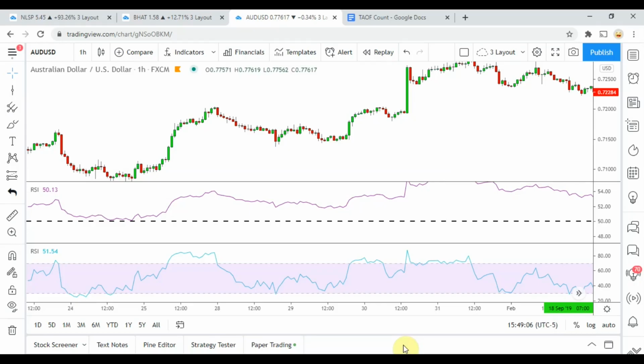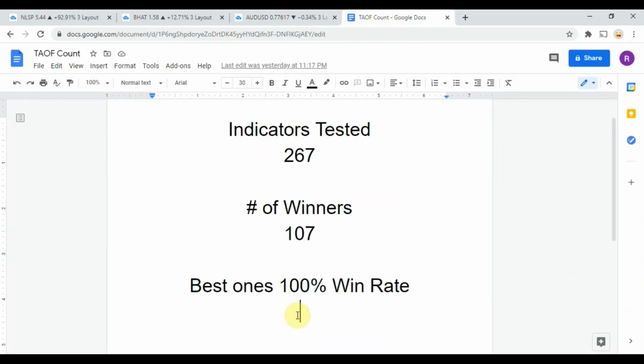Alright, as I said, today we will be taking a look at a RSI strategy. Before we do though, I wanted to put the indicator scoreboard up for everyone to see.